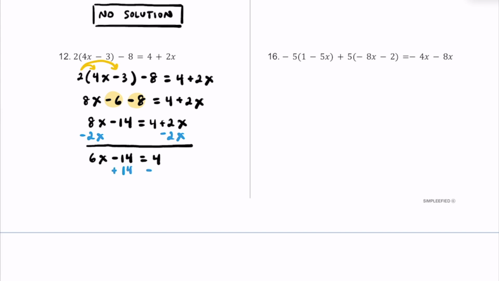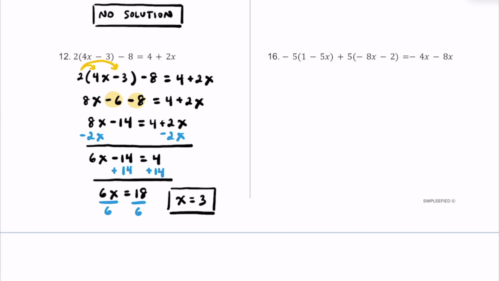Let's add 14 to both sides. If we do that, then this minus 14 and plus 14 cancel out. We're going to get 6x plus 0, or just 6x equals 18 along the right side. And then finally, let's divide both sides by 6. If we do that, we're going to get 1x, or just x, is equal to 3. That'll be our solution. All right, let's try another.